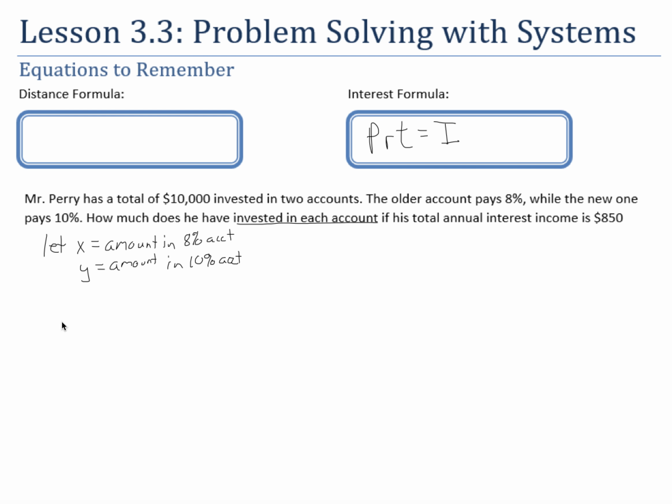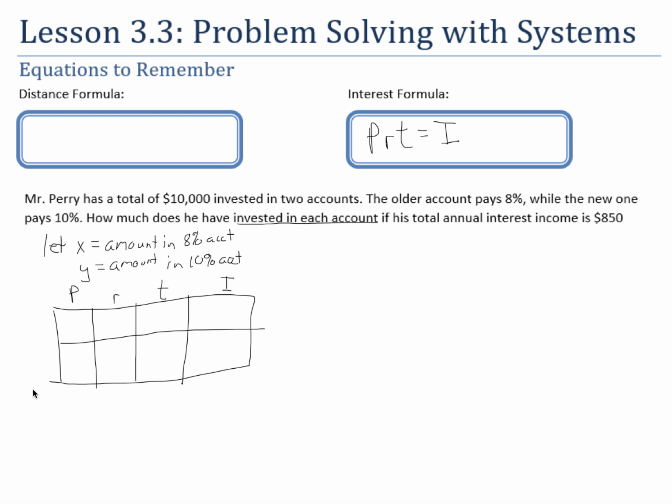Once again, we're going to set up a table. In this table, we have a principal, a rate, a time, and the interest earned. And if you remember when we did these, we actually had a totals column. I think we can squeeze it in here. Oh, it's small. We have our 8% account, we have the 10% account, it's going to be this next one, and then we have total.